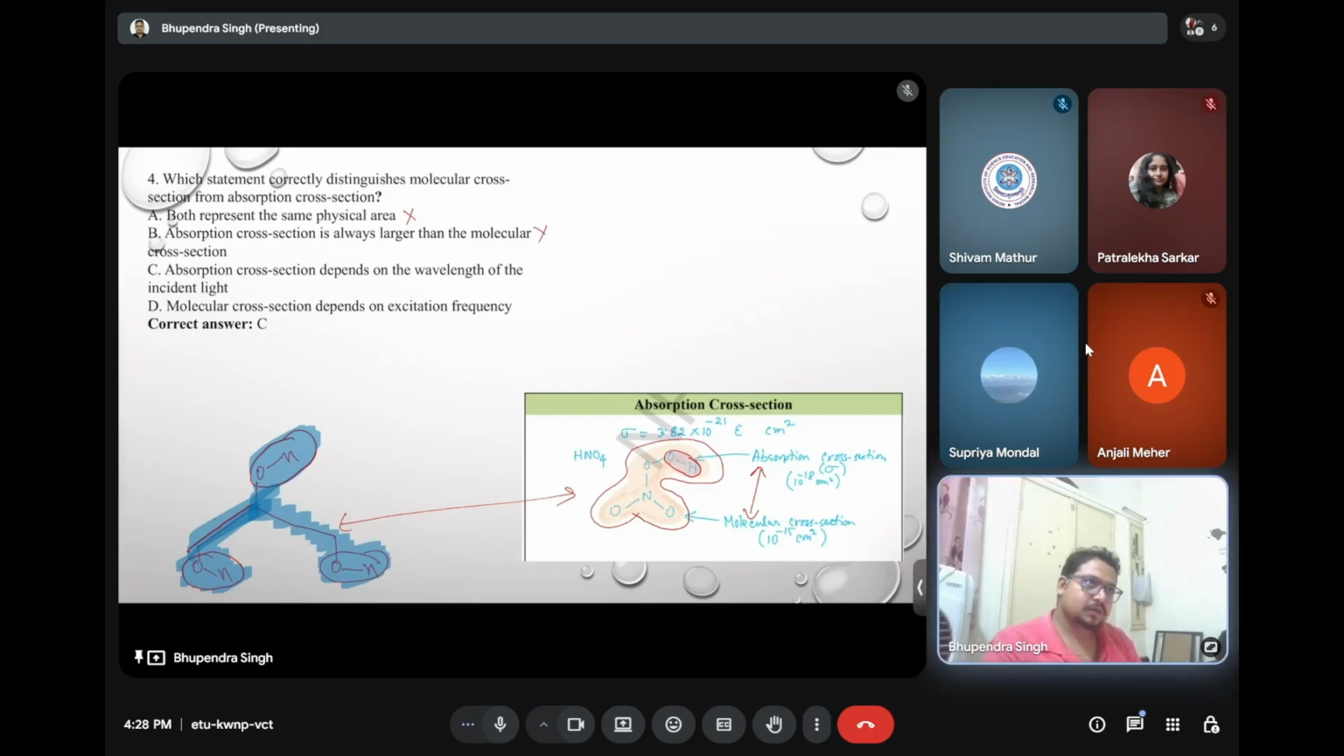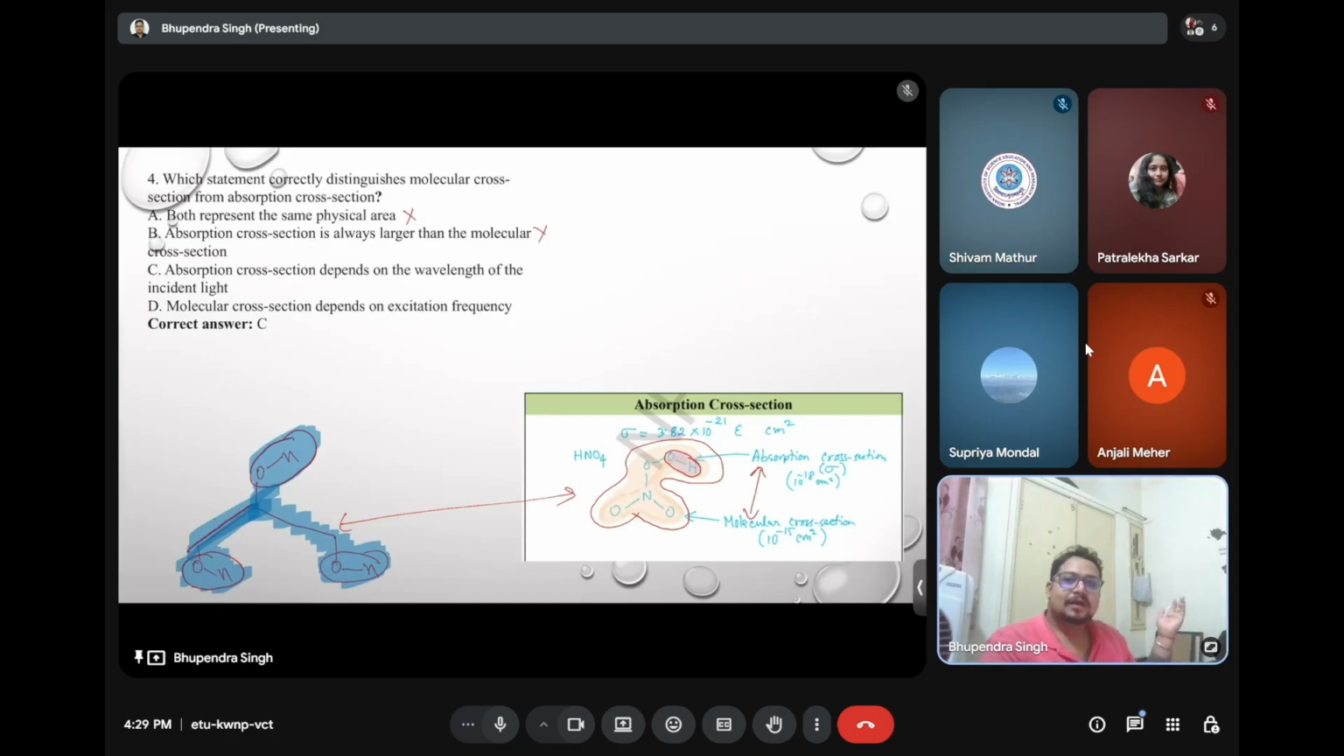Yes, you are correct in that sense, because if it has an OH bond and another bond, something which can absorb at that particular wavelength, and another bond between two atoms in a molecule can absorb another frequency. But molecular cross section, here it is written molecular cross section depends on excitation frequency. But molecular cross section doesn't depend on any frequency. It is molecular cross section.